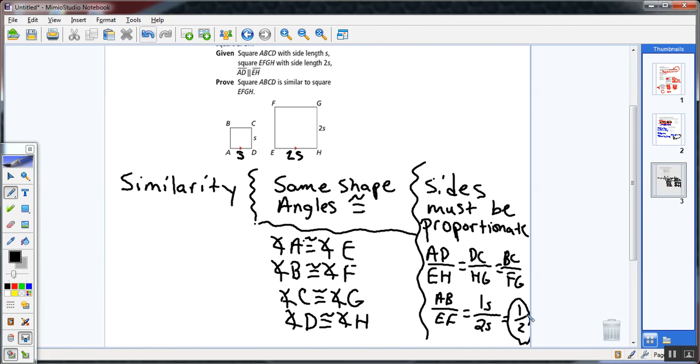I've shown that the ratio of all sides is the same, which means the ratio is exactly the same. That's what proportions are, equal ratios. Area would be 4 times bigger, and we'll talk about that kind of stuff later. But guys, if they ask you to show that something is similar to another thing, you've got to show that all the angles are congruent, and then all the sides must be proportionate.